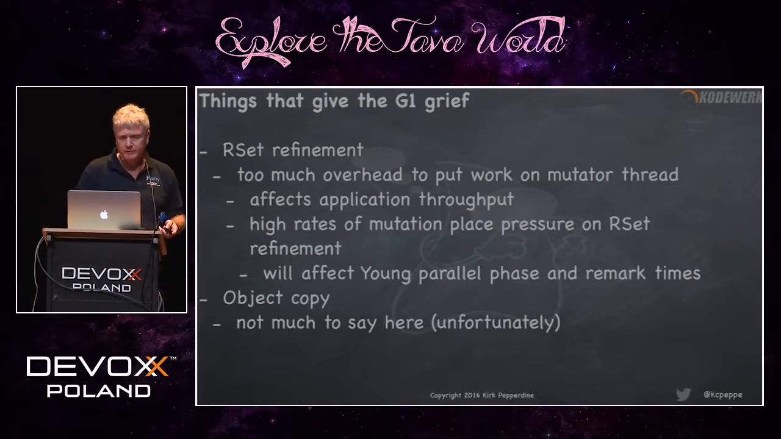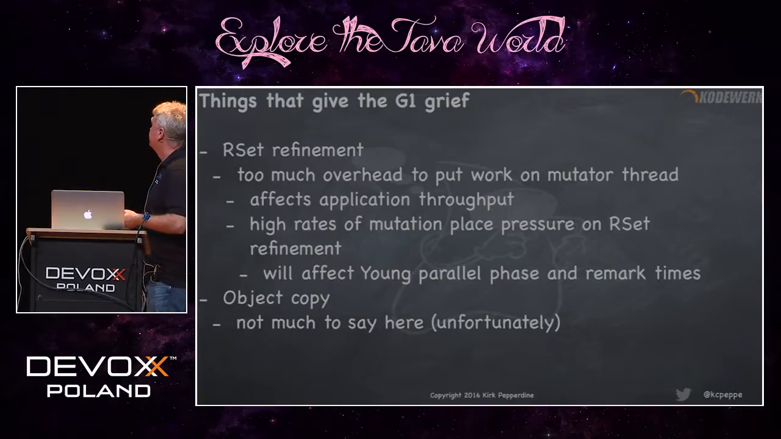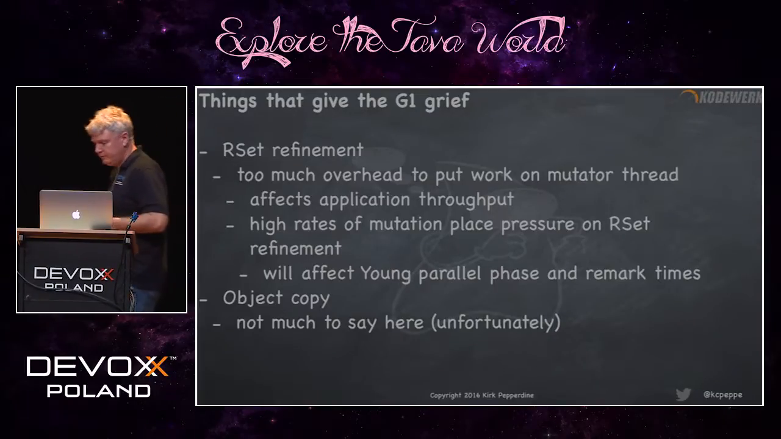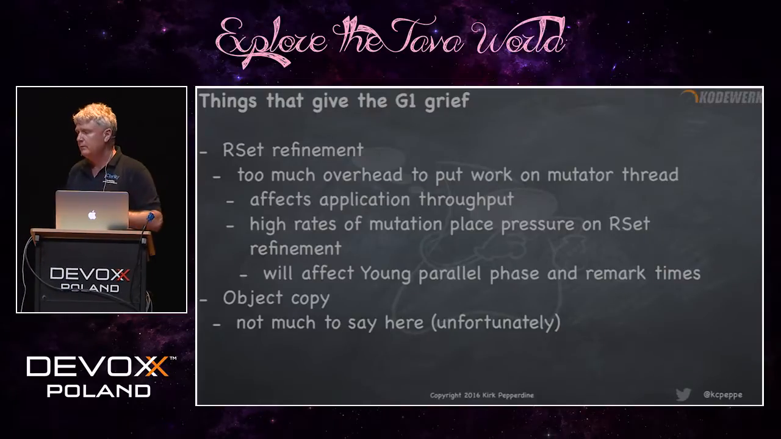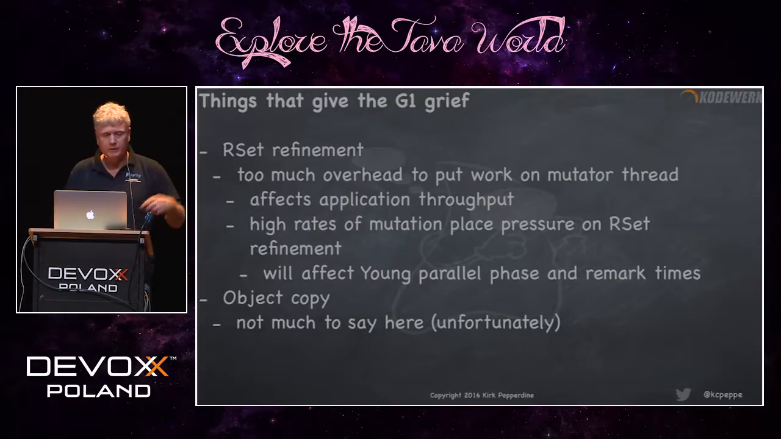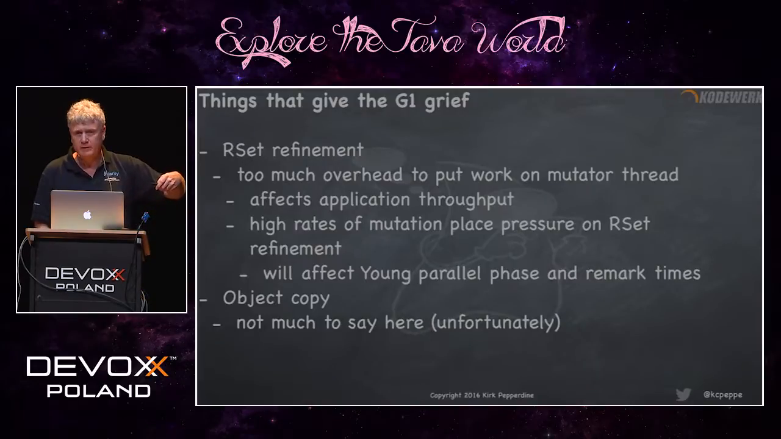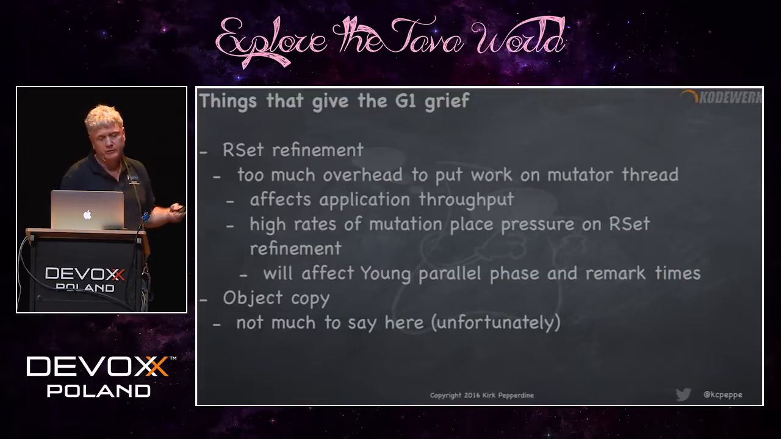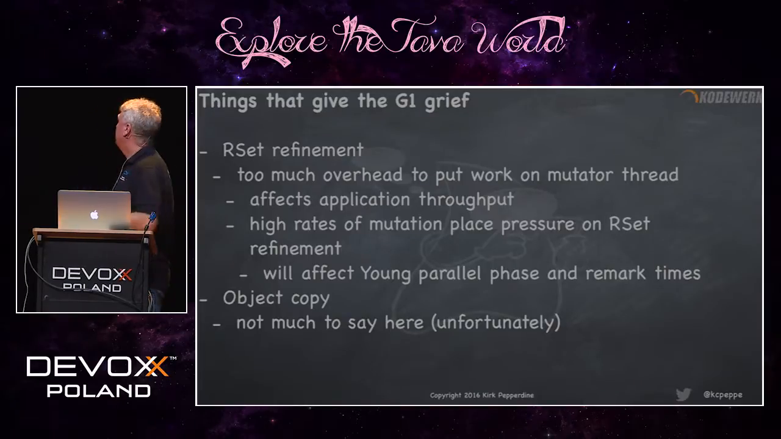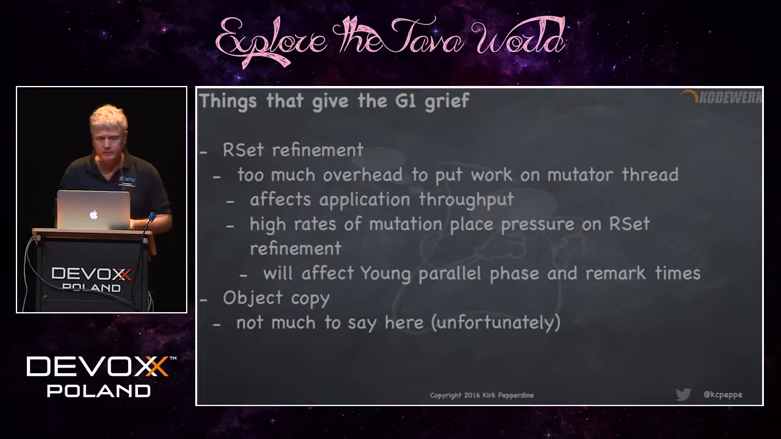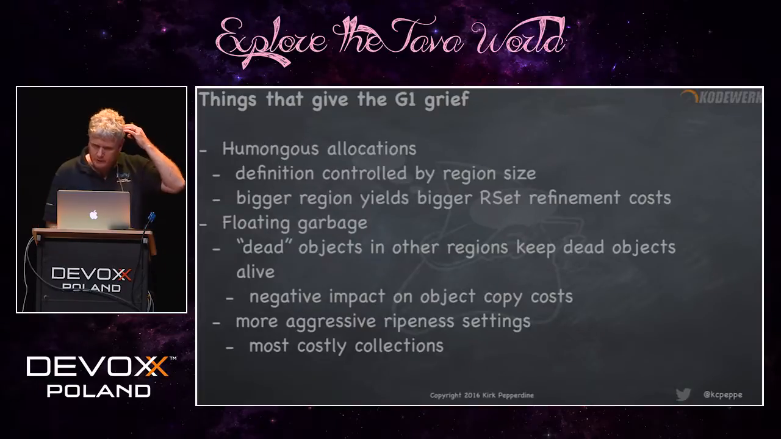Okay, things that give us grief. RSet refinement. Sometimes if your mutator threads are just going nuts mutating things, then that'll put a lot of pressure on the RSet refinement threads to eat down the queue. And if we call for a garbage collection and there's stuff in the RSet refinement queue, the garbage collector threads have to finish the job before the garbage collection cycle can start, right? Object copy. Now, when I wrote the slides, I said not much to say there, but I've since changed my mind on that, so I'll give you some information on that very shortly.